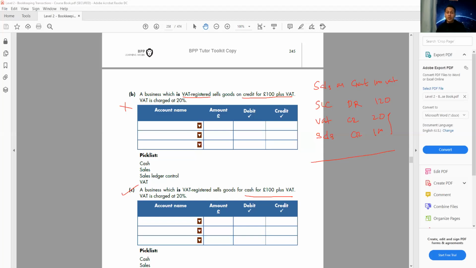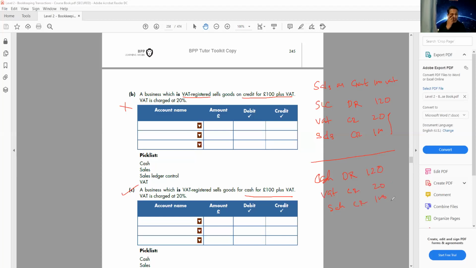This time I'm not creating any credit customer. This time cash is coming. So cash is the asset. So cash is a debit, 120. I'm receiving 120 from the customer. And out of 120, same thing, VAT credit 20 and sales credit 100.